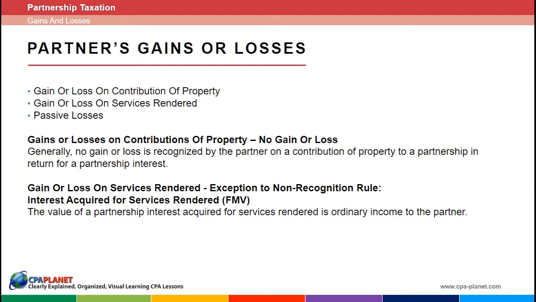So gain or loss on services rendered is the exception to the non-recognition rule. As I mentioned, you do have to recognize that as ordinary income to the partner that renders the services.